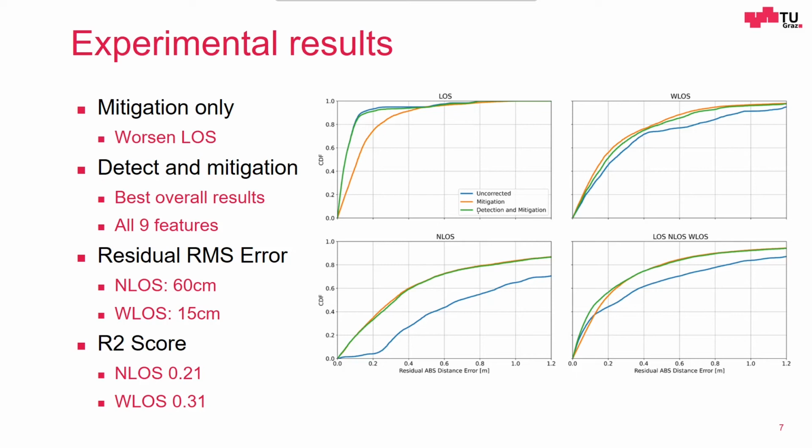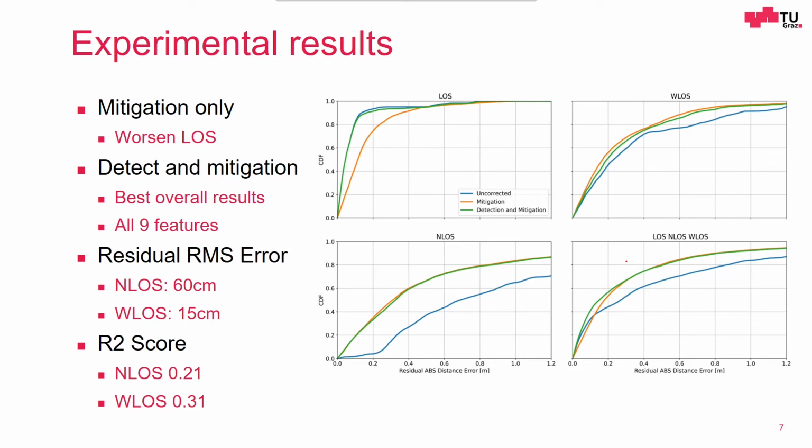Then the green line is the detection and mitigation method, and here we can see that for the line of sight cases, this method yields a result that is almost as good as the uncorrected values, but still for the weak line of sight and non-line of sight cases, it is able to reduce the error of the uncorrected values. The overall results show that the detection and mitigation method performs the best.